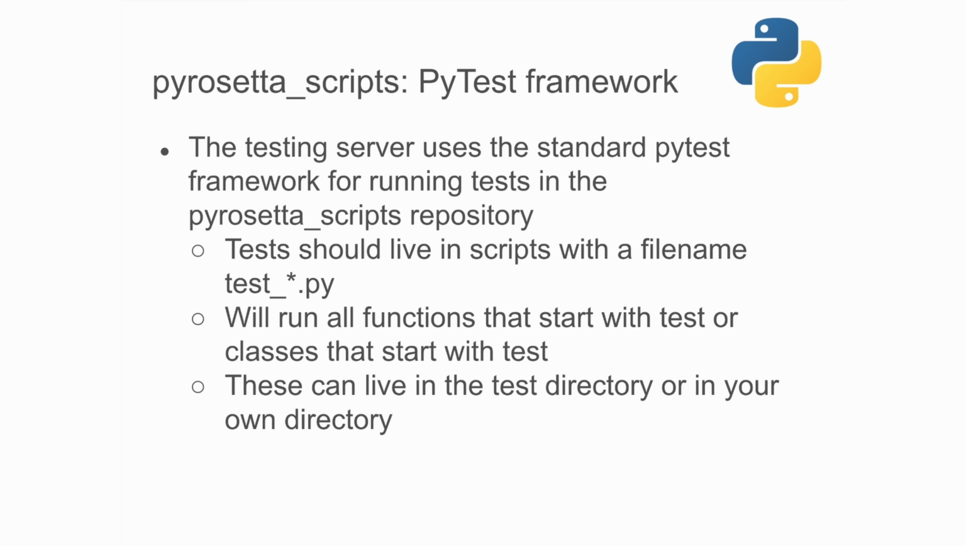Essentially, for running PyTest, you just need your tests to live in scripts that have a file name starting with test underscore. Then PyTest will find those and run any functions that also start with the word test. You can also have classes that start with the word test, and it will run the methods in that class.